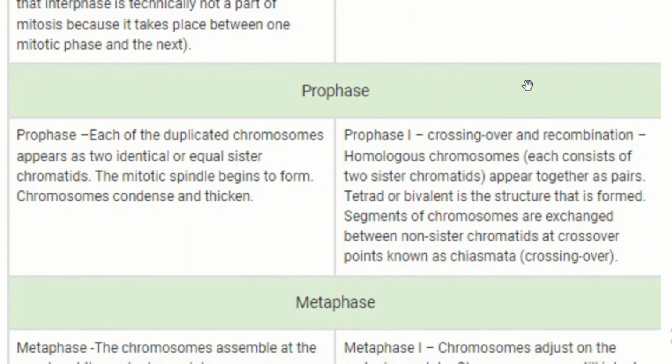Prophase of mitosis: each of the duplicated chromosomes appears as two identical sister chromatids. The mitotic spindle begins to form, and chromosomes condense and thicken. In prophase of meiosis, prophase 1, crossing over and recombination occur. Homologous chromosomes appear together as a pair. Tetrad or bivalent is the structure that is formed. Segments of chromosomes are exchanged between non-sister chromatids at crossover points known as chiasmata or crossing over.